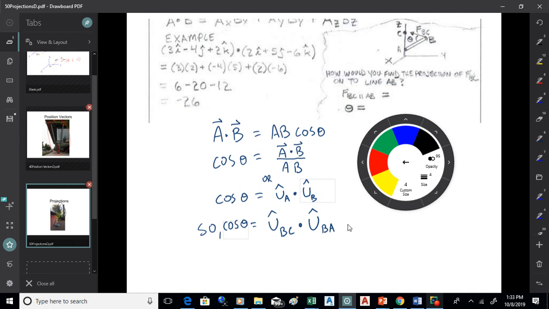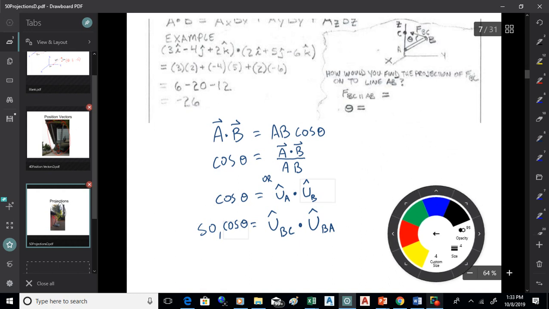Okay. So that's how I can find out that kind of stuff that I might want to know as an engineer. To find FBC parallel to AB, the projection of BC onto AB, I take FBC dotted with UBA. To find the angle theta, I can find the cosine of the angle theta by taking UBC dotted with UBA. That's how I will use that in the engineering analysis I want to do.